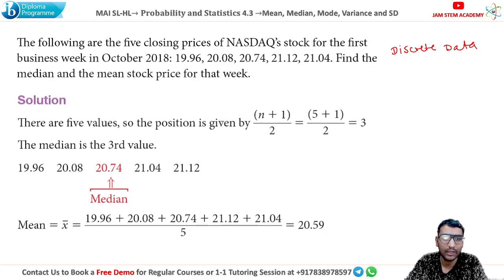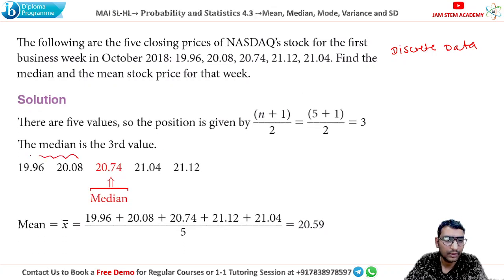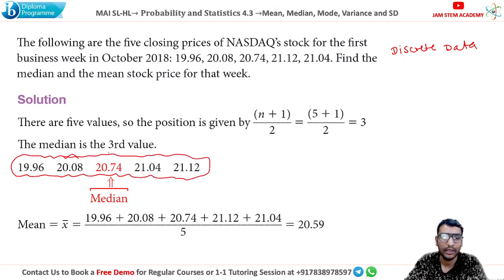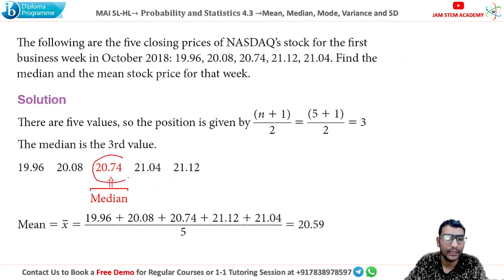So when I arranged all these values, I found this is the arrangement in ascending order. Here we have five terms. So if you have five terms or an odd number of terms, then the middle value will be the median. In this case, the third one is the median. If you have an even number of terms, in that case, the average of the middle two terms will give you the median.